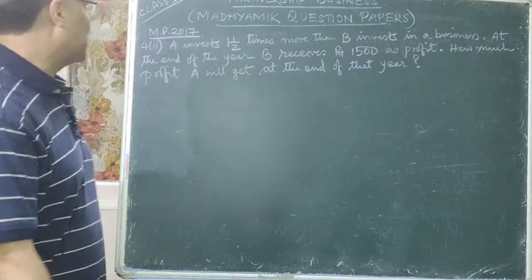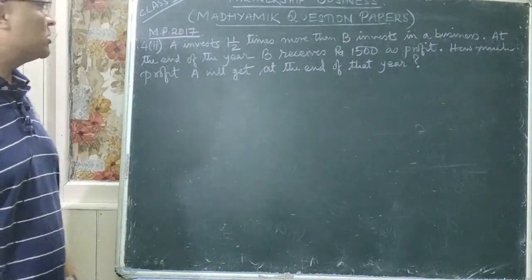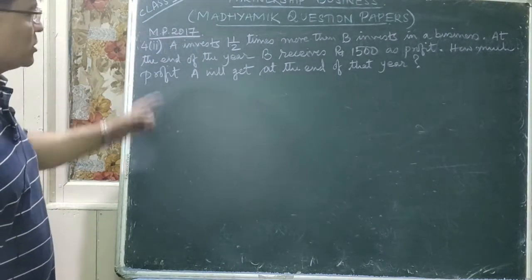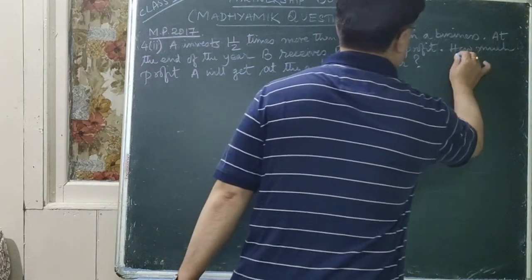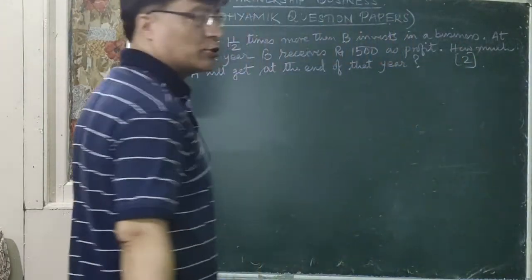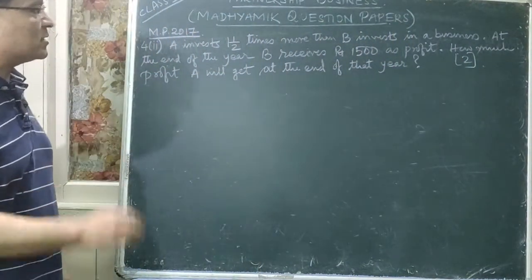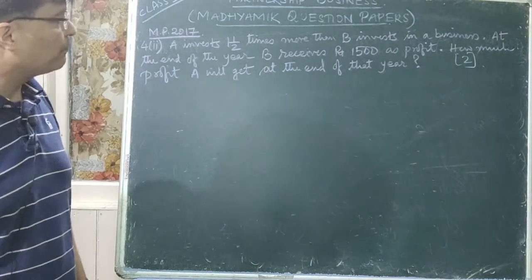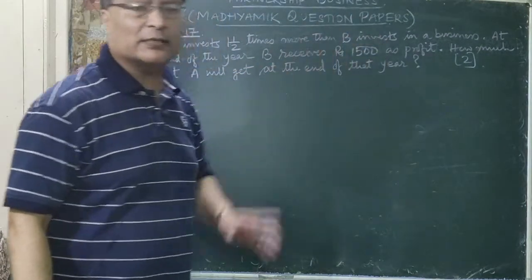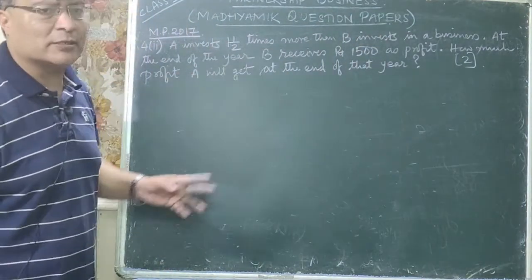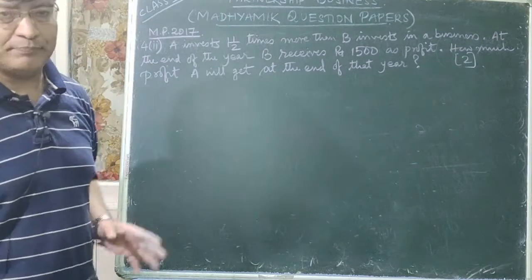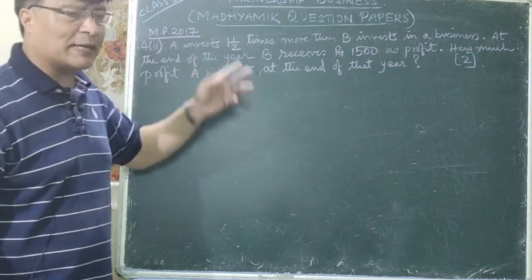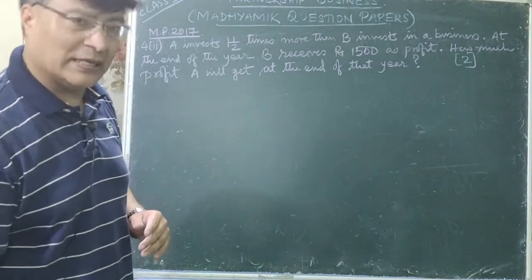Now, the next question is this. That is from Madhyamik Pariksha 2017. This is question number 4, number 2. This question carries 2 marks, right? A invests 1.5 times more than B invests in a business. 1.5 times more than B.